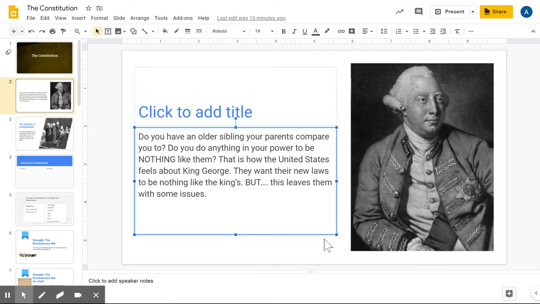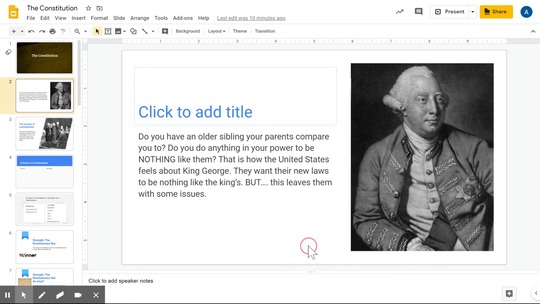The question is, do you have an older sibling, maybe an older cousin that your parents compare you to? And do you do everything in your power to be nothing like them because you're tired of being compared to them? Well, that's kind of how the United States feels about King George. They want their new laws to be nothing like the king's. But they try so hard to be the opposite of Great Britain that this leaves them with some issues.